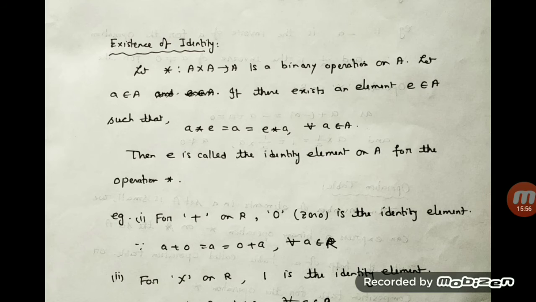The next topic is existence of identity. That means whether the identity element exists or not. So here star is a binary operation from A cross A to A. It must be a binary operation on A. Let a belong to A, that means we are taking any element a in A. And if there exists an element small e belonging to A such that a star e is equal to a is equal to e star a, for all a belonging to capital A.